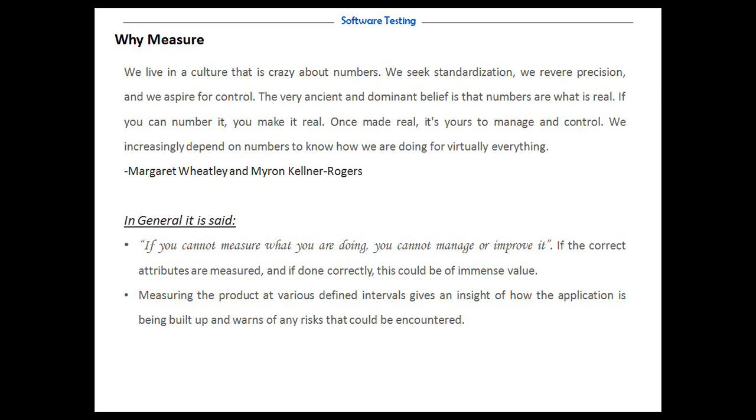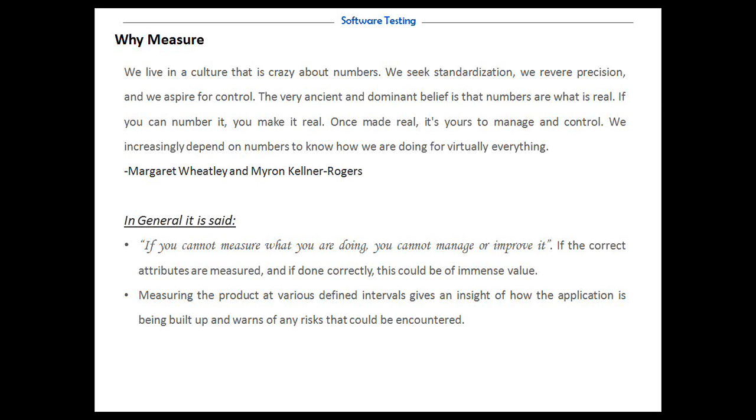So, as Margaret Beckley and Miran Kellner said once, we live in a culture that is crazy about numbers. We want standardization, we revere precision, and we aspire for control. The very ancient and dominant belief is that numbers are what is real, and if you can number it, you can make it real. Once it is real, it's yours to manage and control. We increasingly depend on numbers to know how we are doing for virtually everything. That's very true when it comes down to our processes also. In general, we say that if you cannot measure what you're doing, you cannot manage or improve it.